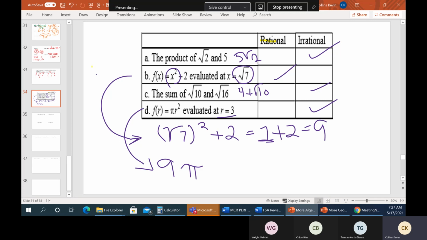So that's the big question. Can you get rid of the square root? Okay, the next one, we can get rid of the square root of 16 and call it 4. Square root of 10, though, can't get rid of it. If you can't get rid of the square root, then it's irrational. And then the same thing here. When you have pi, anything that has pi in it is going to be irrational. Okay, so hopefully that helps a little bit.